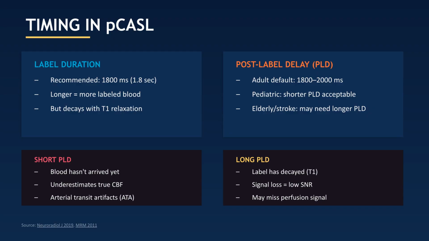Timing in pCASL is critical. The recommended label duration is 1800 milliseconds. The post-label delay, or PLD, is typically 1800 to 2000 milliseconds for adults. Short PLD can cause artifacts, while long PLD leads to signal loss.